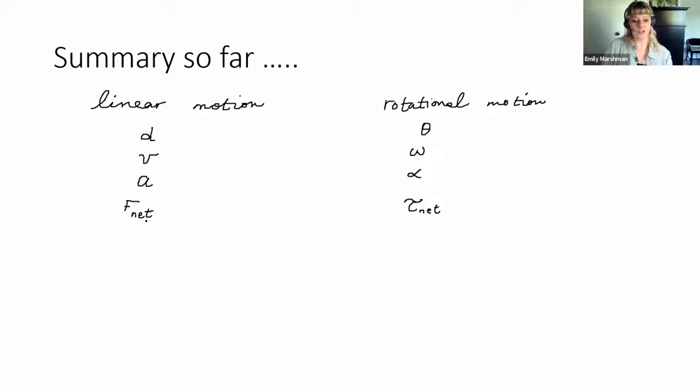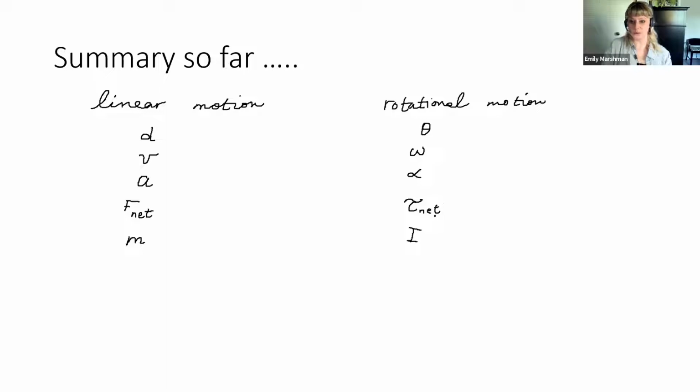Now, Newton's second law told us that the net force acting on an object is equal to its mass times its acceleration. So in linear motion, we had to take into account the mass of the object to determine its acceleration as well. In rotational motion, it's a slightly different concept. In rotational motion, the equivalent to mass is what we call moment of inertia or rotational inertia. And we denote that with the letter I for moment of inertia.